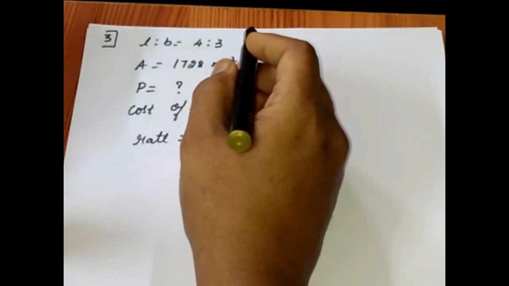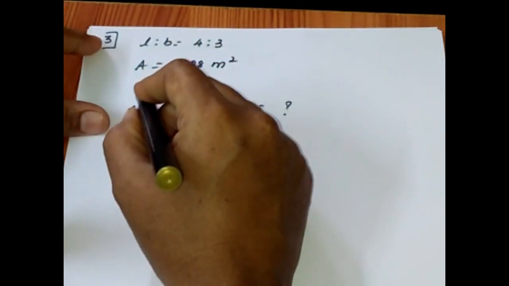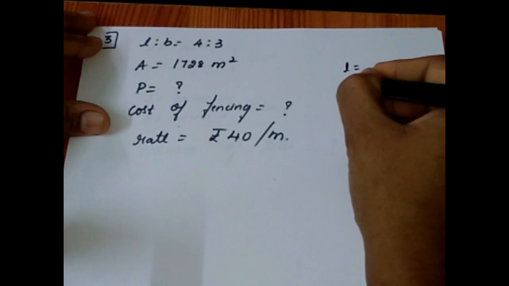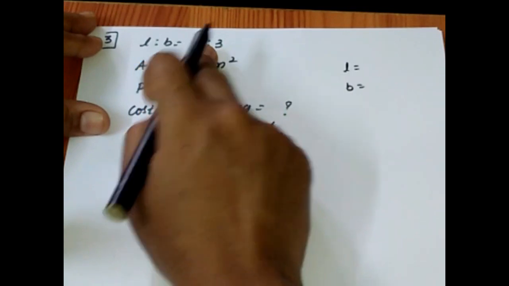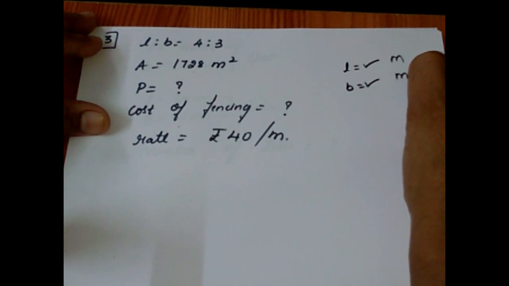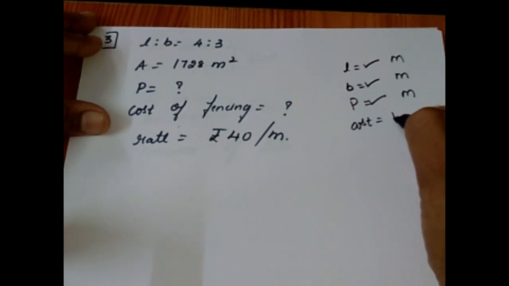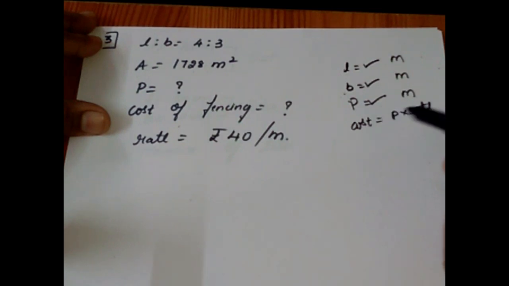Length and breadth ratio is given, area is given, it is asked to calculate perimeter. To calculate perimeter, we need to know the actual measure of length and breadth. This is not the actual measure, it is only in ratio form. So I need to know what is length, what is breadth in units, that is in meter, and later I have to calculate perimeter. Then with the help of perimeter we are going to calculate the cost, that is perimeter into rate. I need to do with 4 steps. Calculate length, breadth, perimeter and cost.